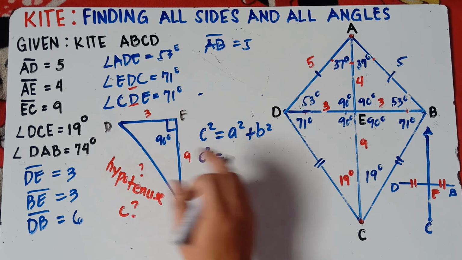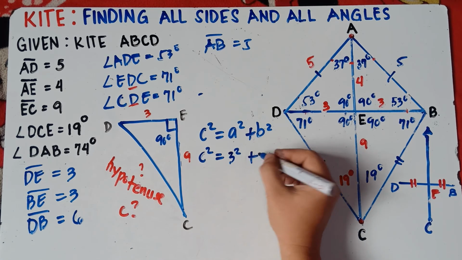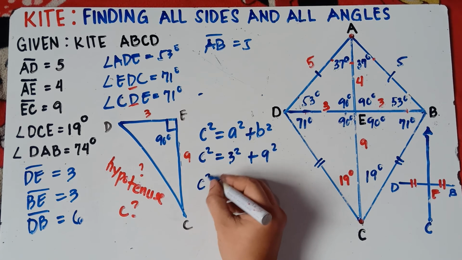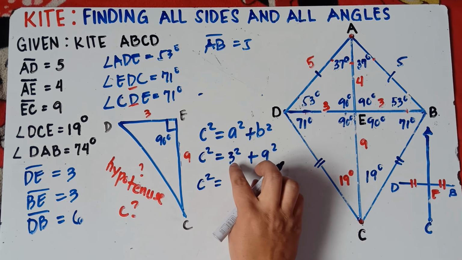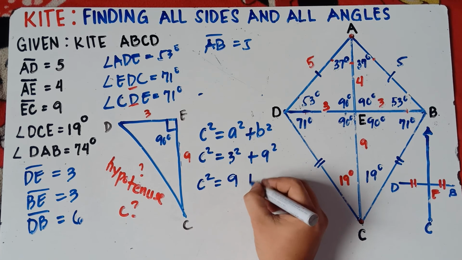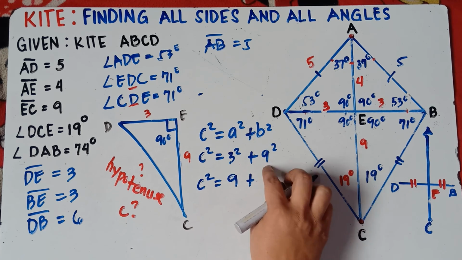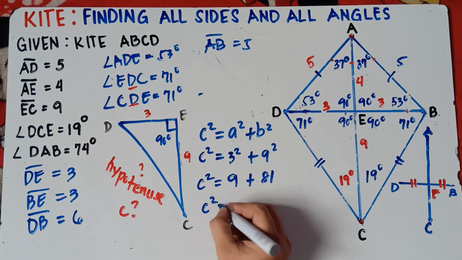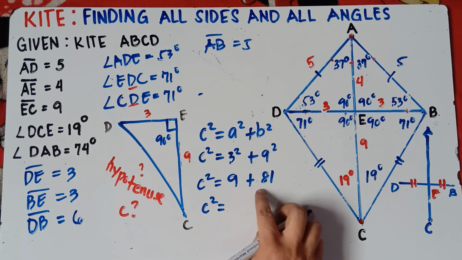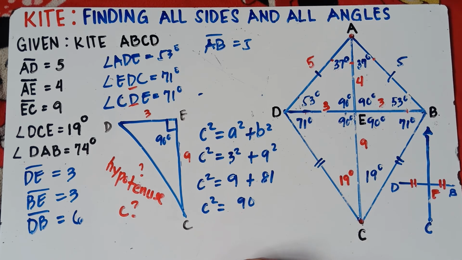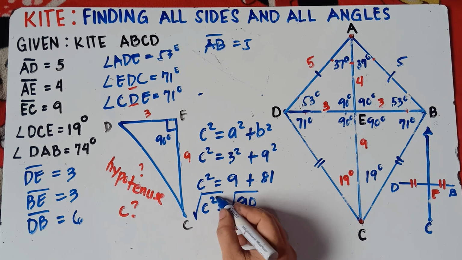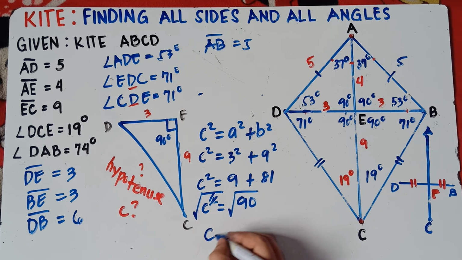Alright, let's have 3 as our a. So 3 squared plus 9 squared, b is 9. c squared equals 3 squared, that is 3 times 3, which is 9, plus 9 squared, which means 9 times 9, that is 81. So c squared equals 9 plus 81, that is 90. To get the value of c, take the square root of both sides. So c equals the square root of 90.